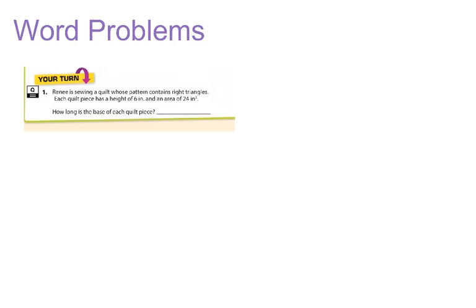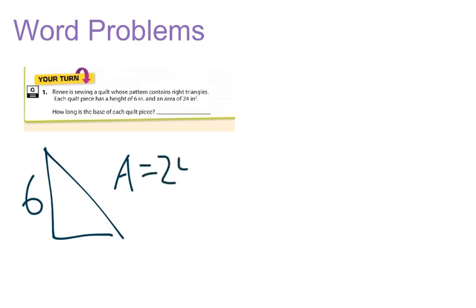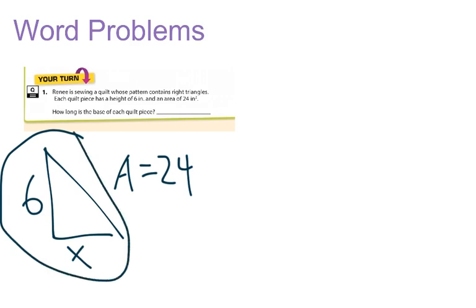Renee is sewing a quilt whose pattern contains right triangles. Oops, which means it looks like that. So we have right triangles. Each quilt piece has a height of 6 inches and an area of 24 inches squared. How long is the base of each quilt piece? Now, it doesn't matter if this is drawn to scale. This is just to kind of help us sort through the information, because this x may be bigger than 6, all right? And then that would look kind of silly. But again, it doesn't matter that much. We're just trying to get a feel for what goes where.